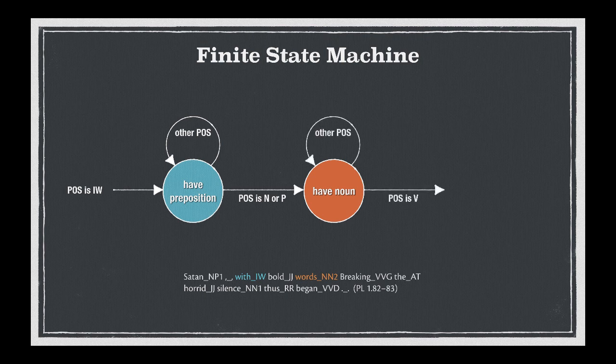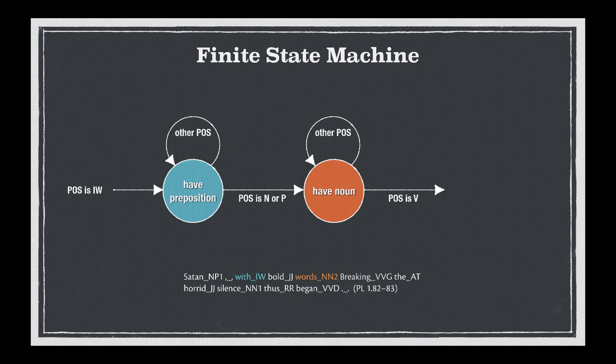Now we need a terminal verb for an ablative absolute. If we look at a word and it is a verb, then we will move on to a new state. If it happens to be anything other than a verb, we just loop back.